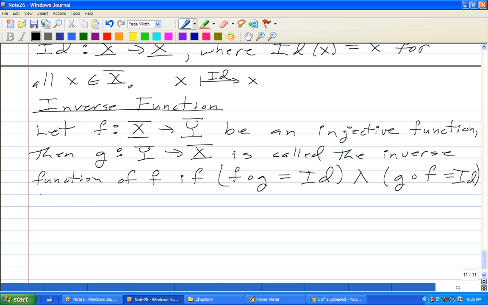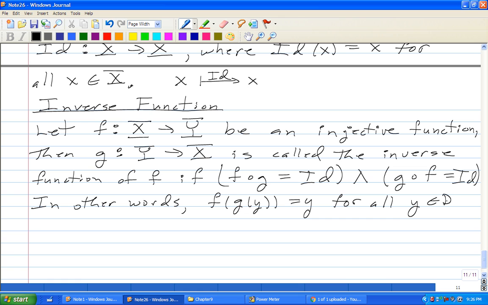In other words, maybe I'll write it this way. F of G of Y is Y for all Y in the domain of G, and G of F of X is equal to X for all X in the domain of F.